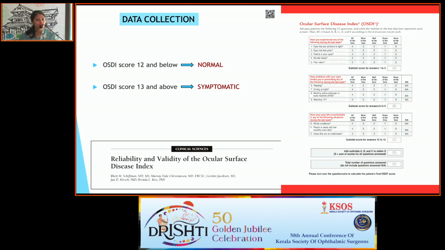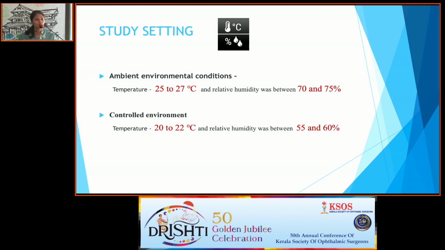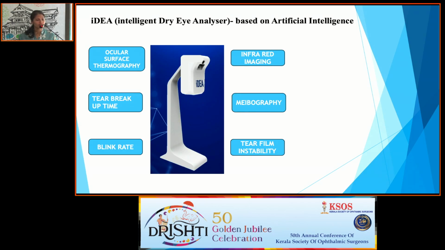The OSDI questionnaire is a valid and reliable index to assess dry eye, and it has three subscales: the ocular symptom subscale, the vision subscale, and the environmental trigger subscale. We studied our patients in two settings: the ambient environmental temperature, at 25 to 27 degrees with relative humidity of 70 to 75%, and the control temperature, at 20 to 22 degrees with relative humidity of 55 to 60%. This is a novel device based on artificial intelligence and machine learning.